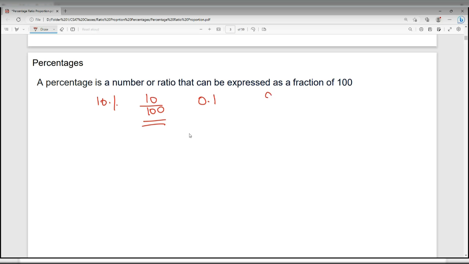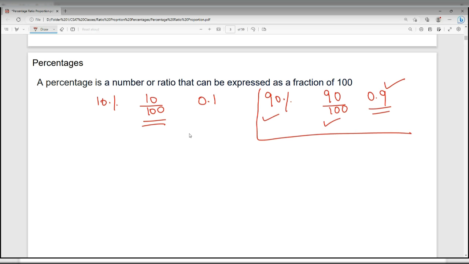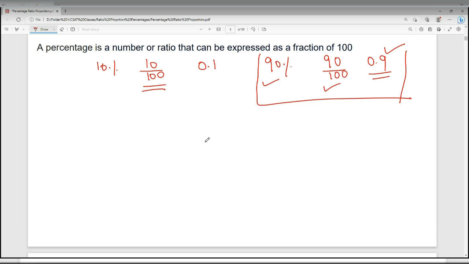Or 90% can be written as 90 by 100. And this can also be written as 0.9. So this is in decimal form, this is in fractions, and this is in percentages. So you have to keep note of this. And whenever they say that a certain quantity has increased by X%, if it has increased by X%, you need to add 1 plus X by 100. This is what you would do.